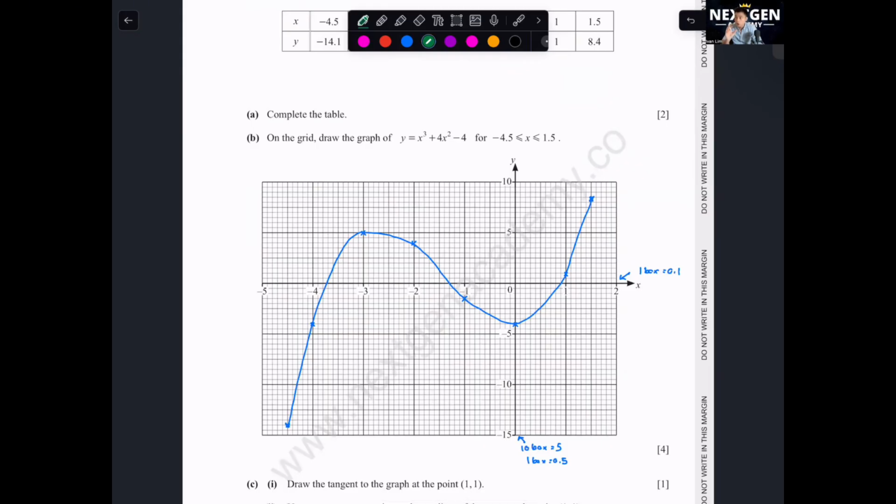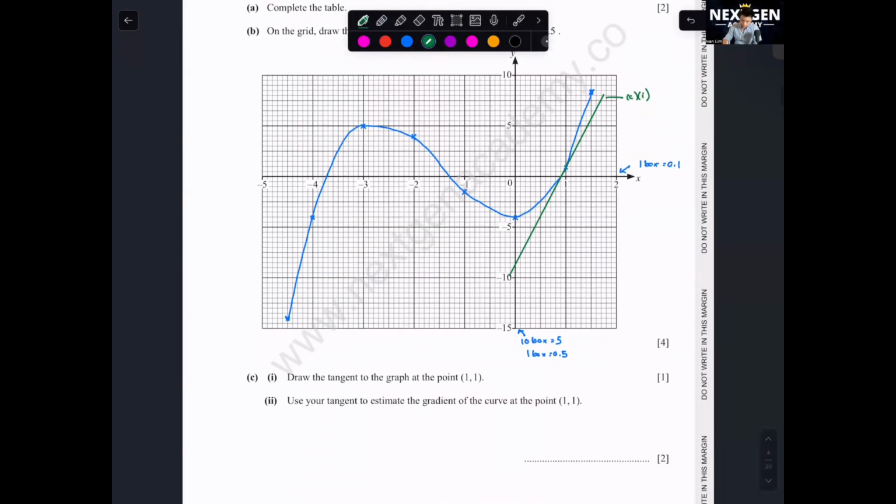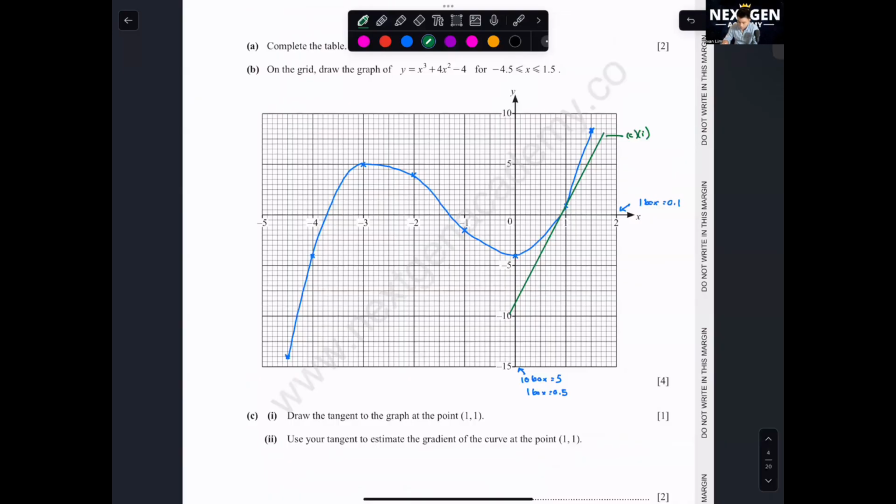Do take note, your tangent and my tangent may look a little bit different. It doesn't matter, because for the next question, they will give you a range of answers that's acceptable. So this is your 1, 1 over here. We draw a tangent here. I think to be safe, we put a value within. So this is your tangent. This is for question C1. And then C2, they say use your tangent to estimate the gradient of the curve at the point 1, 1.